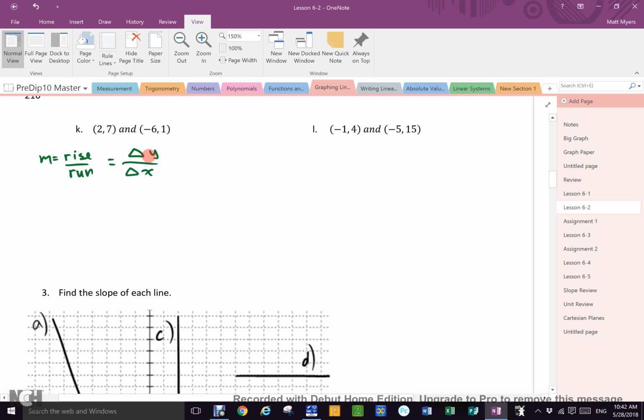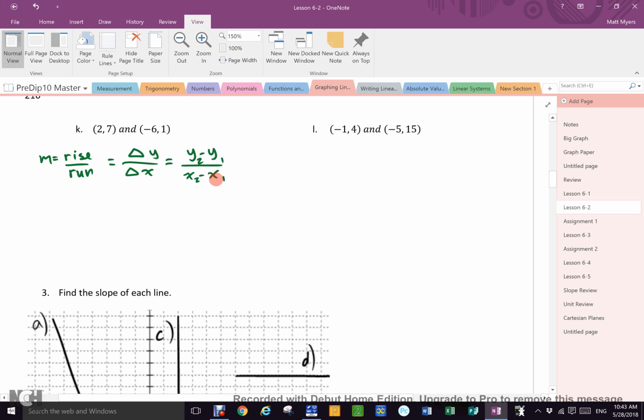So this must be the difference in y's, and this must be what? The difference in x's. But if I write it this way, what's y minus y? 0. And what's x minus x? 0. 0 over 0 is nothing, right? So I can't write it this way. So I must write it this way. 2, 1, 2, 1. To differentiate between the x's and the y's.